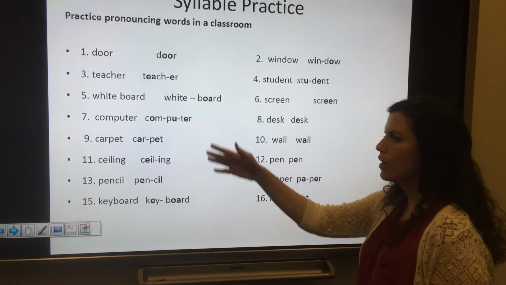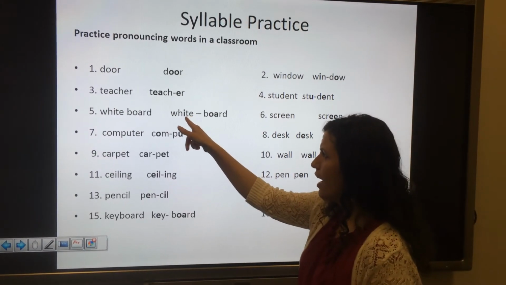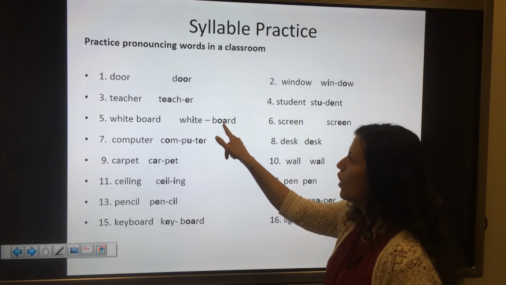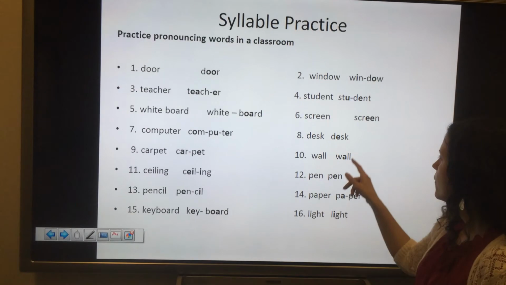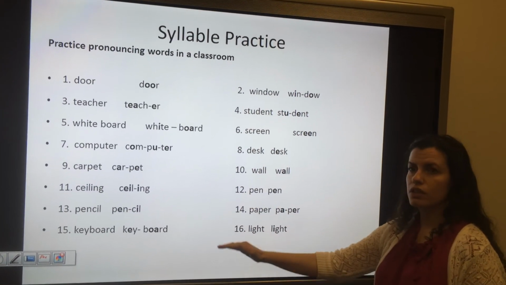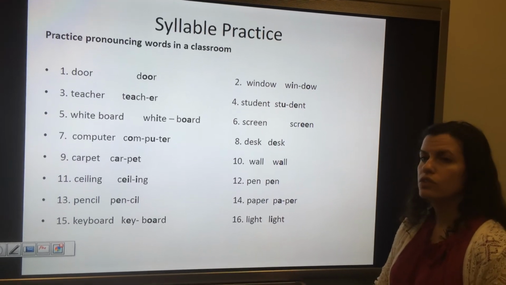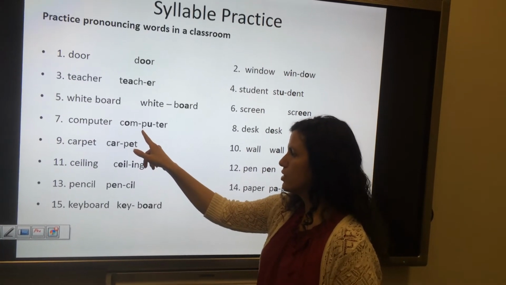Whiteboard. This is kind of like a whiteboard that I'm using, okay? So the I only makes a sound. The E here is silent. It makes no sound. And the O and the A make an O sound. Whiteboard. Screen. This is a screen. Two E's make the E sound. Screen. Just one sound. Here, number seven is computer.